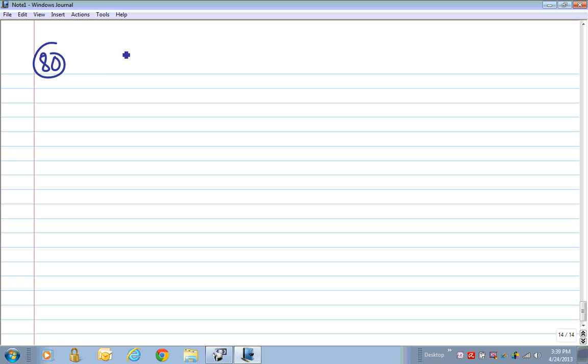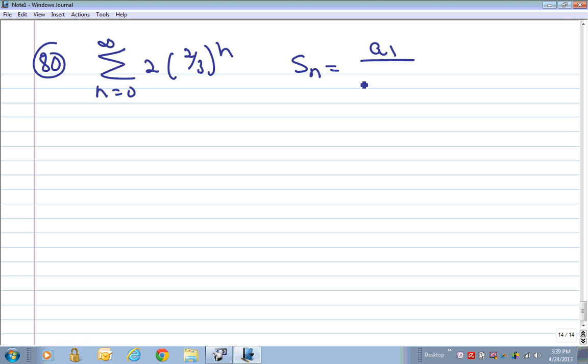All right, this time we have sigma notation, and we have n starting at 0 but ending at infinity. Infinite sum. So 2 times 2/3 to the n power. And we want to find the infinite sum. So this time our sums are really easy when it's a sub 1 over 1 minus r. It's a really easy equation. So a sub 1 we're going to find by plugging in the 0. The 0 power, remember, is 1, and 1 times 2 would be 2. So a sub 1 is 2.